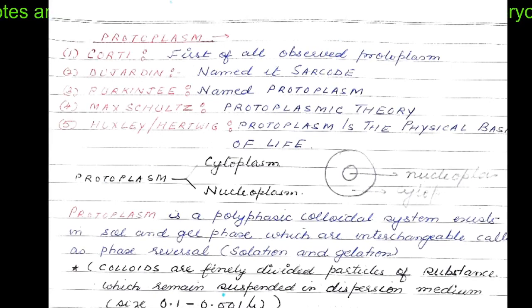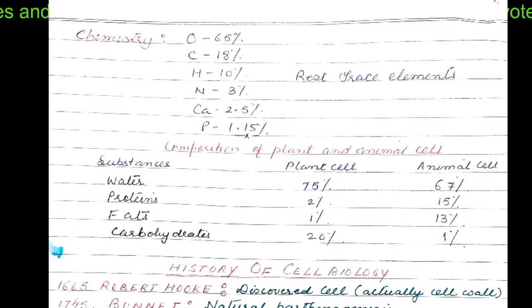And the chemistry of the protoplasm is that it contains oxygen to the level of 65%, carbon 18%, hydrogen 10%, nitrogen 3%, calcium 2.5%, phosphorus 1.5%, and the rest some other trace elements.